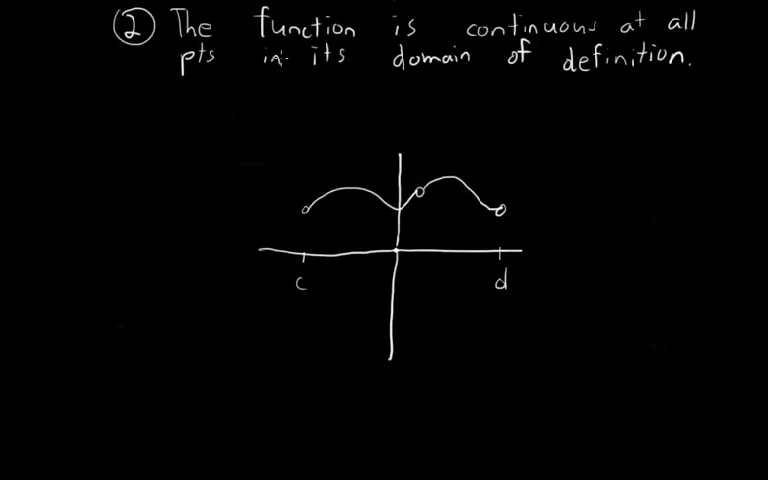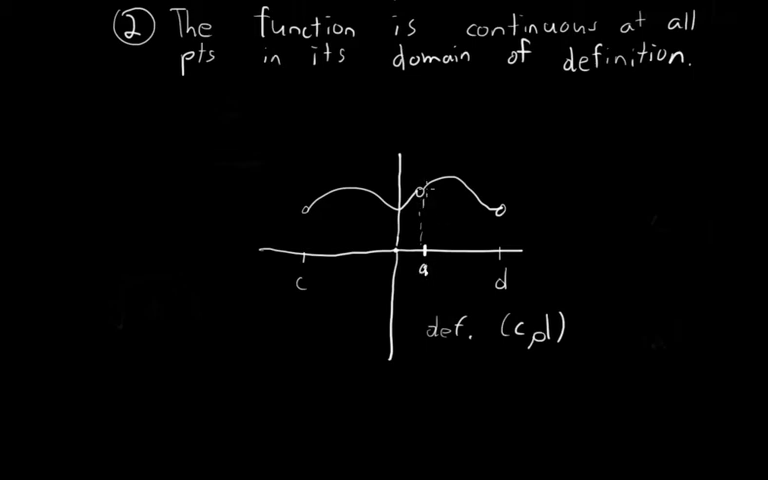But this second definition does actually pose some problems. I'm going to show you an example to illustrate why. So here we have a function that can be thought of as defined over the open interval c to d. And if we think of it being defined over the open interval c to d, then it's discontinuous at, let's say, this point A where the hole is inside that open interval. So it is not continuous at all points in its domain of definition.